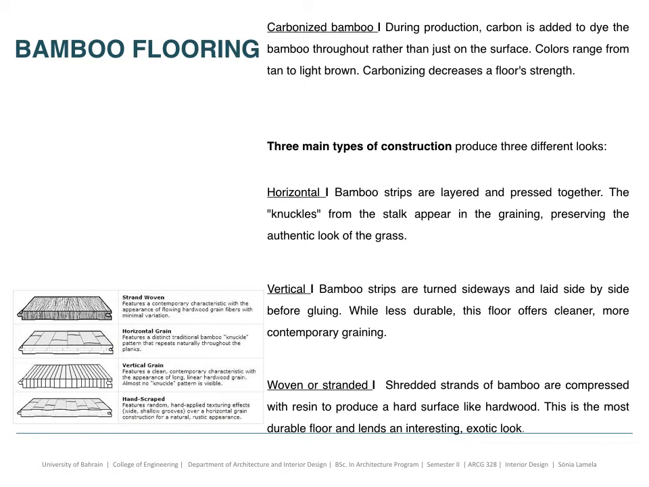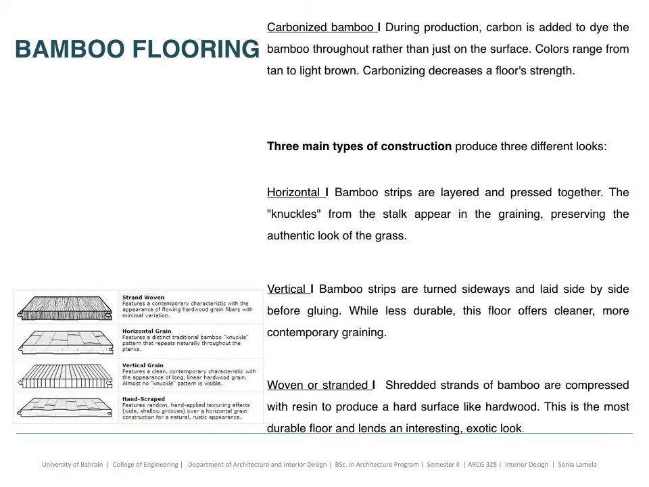So we have three ranges of colors, and then we also have three main types of construction for different looks in bamboo. We have the horizontal, the vertical, and the woven or stranded. In the horizontal, the bamboo strips are layered and pressed together, and the knuckles from the stalk appear in the graining, preserving the authentic look of the grass. In the vertical way, bamboo strips are turned sideways and laid side by side before gluing. While this is less durable, it offers cleaner and more contemporary graining.